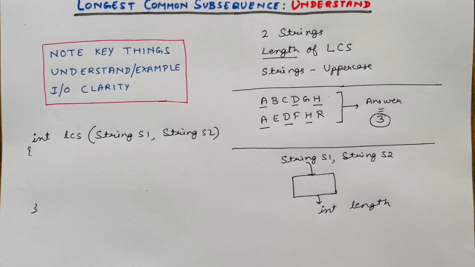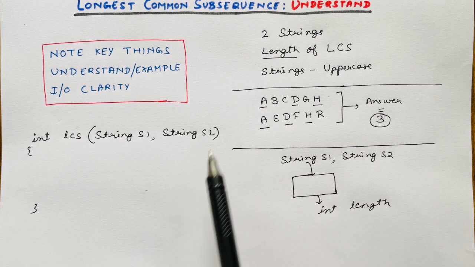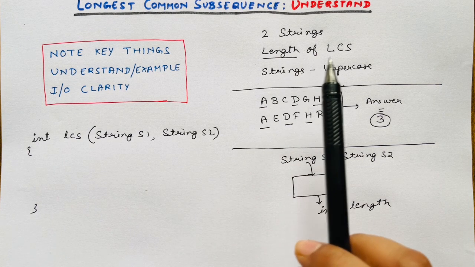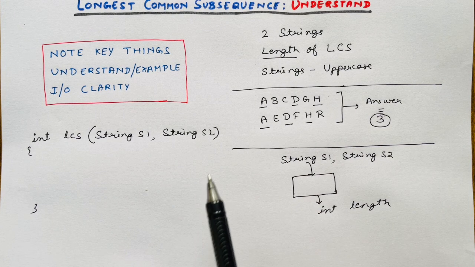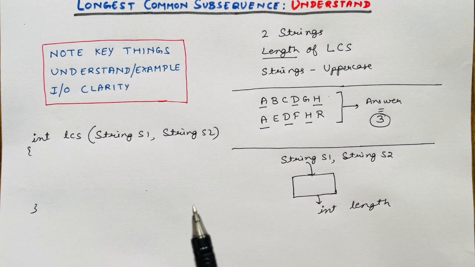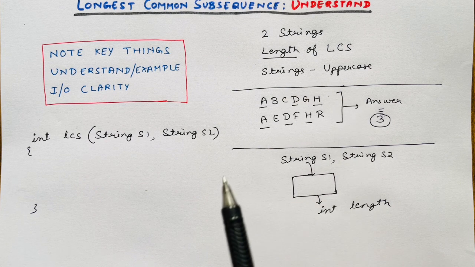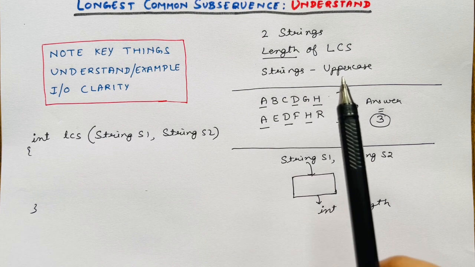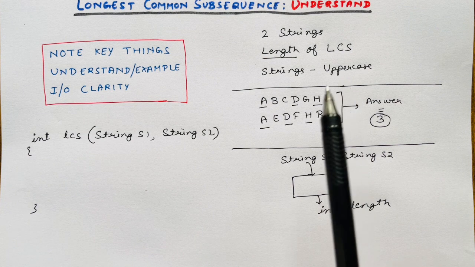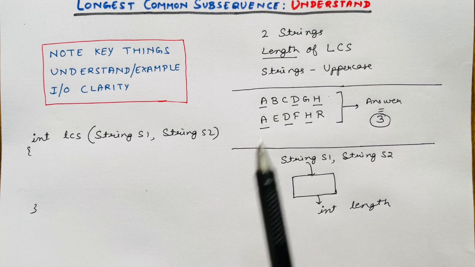Let's start. To begin with, let us first note down the key things given in the question. We are given that there are two strings and we have to return the length of the longest common subsequence. Note that we have to return the length and not the actual longest common subsequence. We are also given that both the strings are in uppercase letters. It is useful for us because now we don't have to deal with the confusion that whether capital A and small a are same or different.